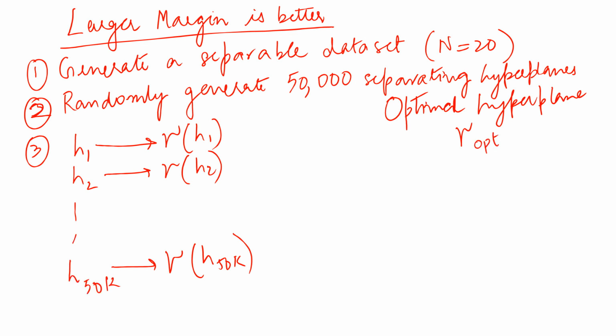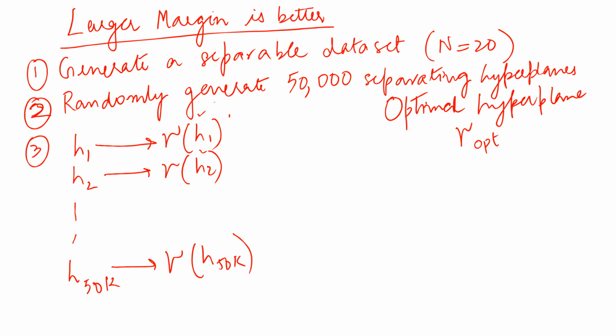Now what we will try to do is compute the ratio of each of these margins for hyperplane H1, H2 and so on as a ratio of this optimal one. And why is that? Because basically what we're trying to understand is what fraction of the space that was available did the hyperplane that I am looking at, for example, H1, H2, H50,000, capture?